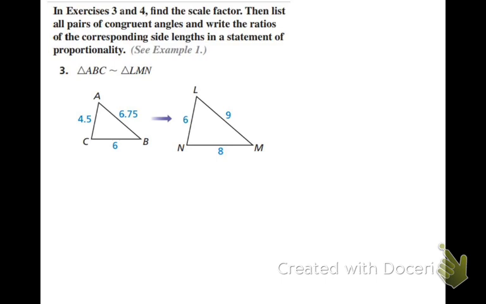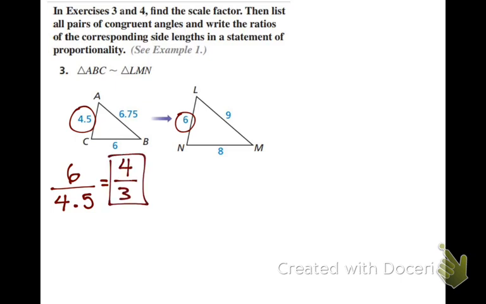So, find the scale factor. There was a number multiplied by 4.5 to get 6. In order to find that, you make a fraction. You put 6 over 4.5. What is 6 over 4.5 reduced to? 4 over 3. So that is the scale factor.